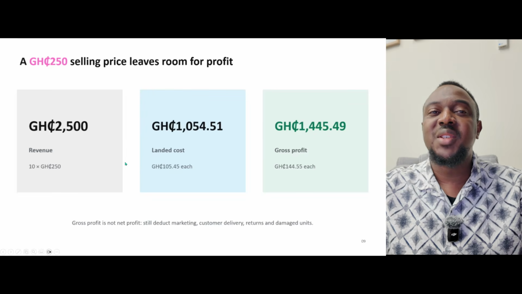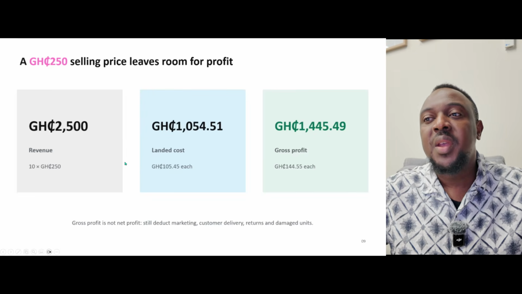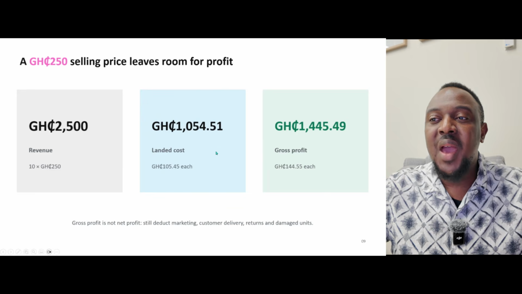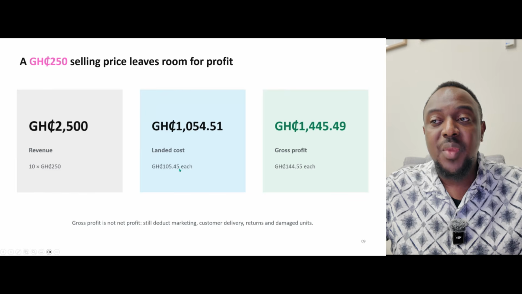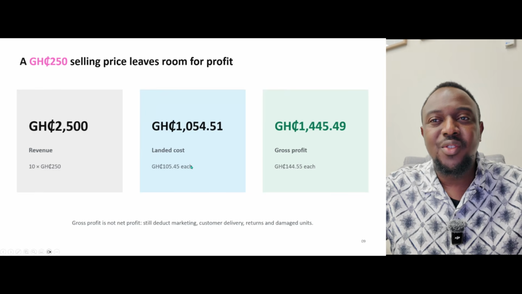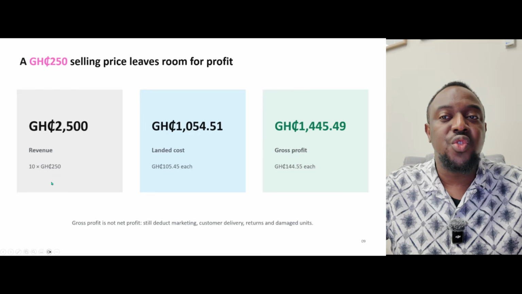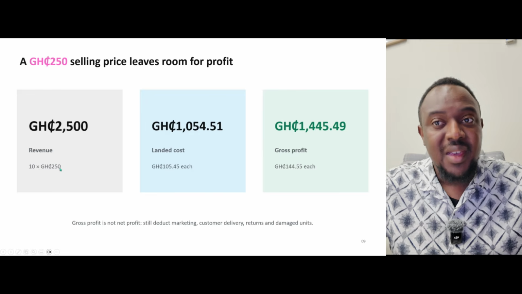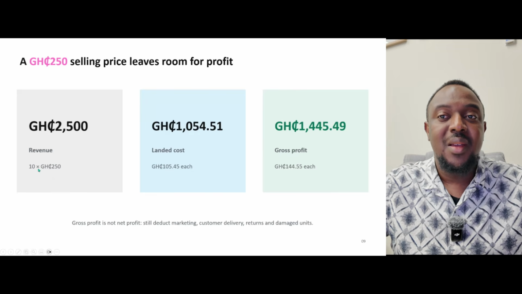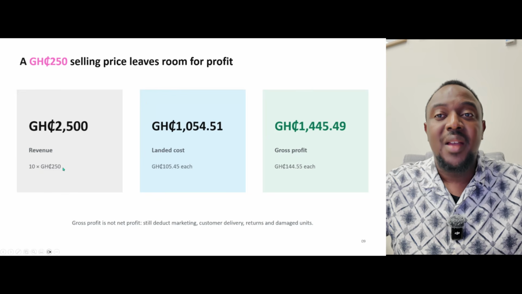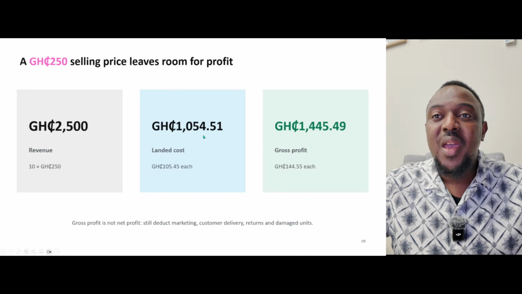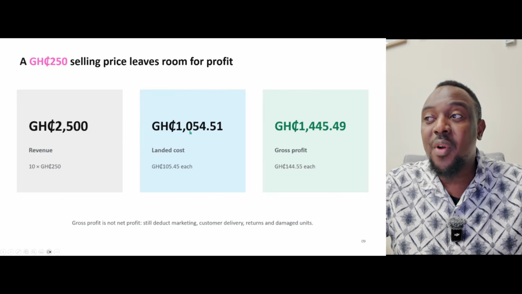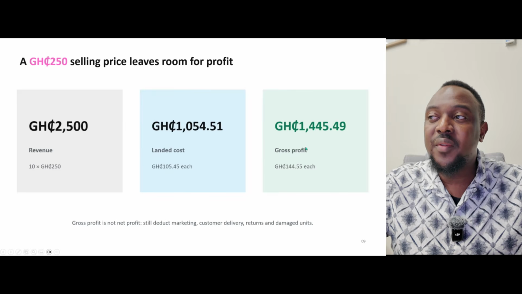Okay, and see how are we going to make our money? One item is going to cost us 105 Ghana cedis and 45 pesewas. Then it will make sense to sell each product for 250 Ghana cedis. And to sell 10 products at 250 Ghana cedis, that means we are going to get 2,500. And minus your landed cost, that means our profit will be 1,455.